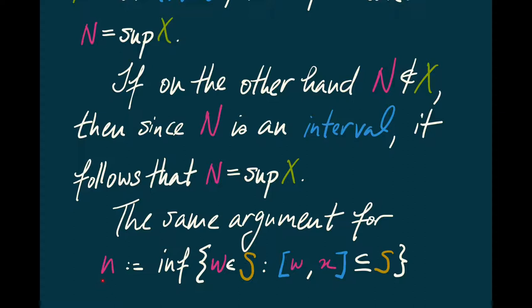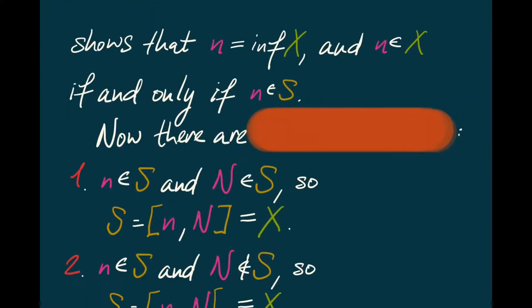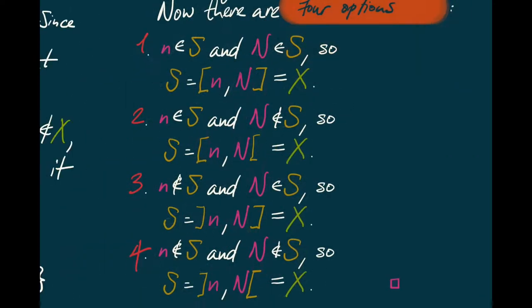Now we can run the same argument for little n, which will be the infimum of the endpoints of the closed intervals contained in S on the other side. When we run that argument, we discover that n must be the infimum of X, and that n is contained in X if and only if n is contained in S. So now there are simply four options for our S and our X, and here they are. Little n and big N could both be contained in S. One could be contained in S but not the other, or neither could be contained in S. In all these four circumstances, we conclude that S equals X.